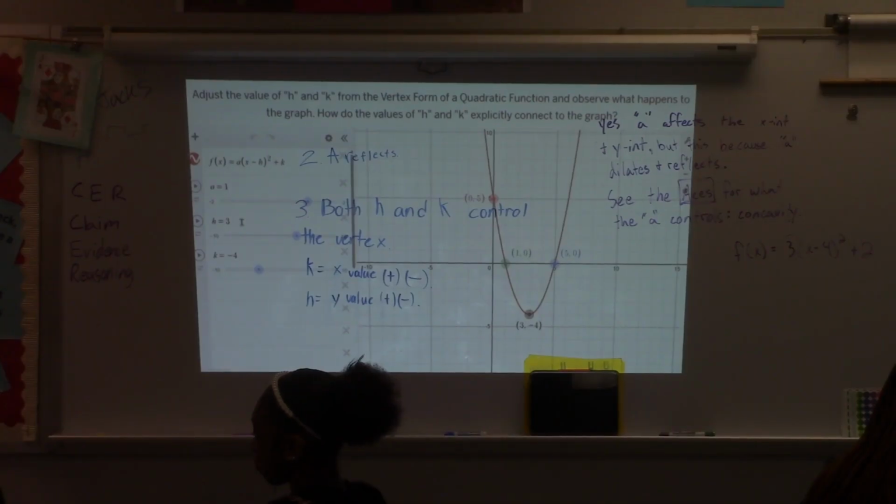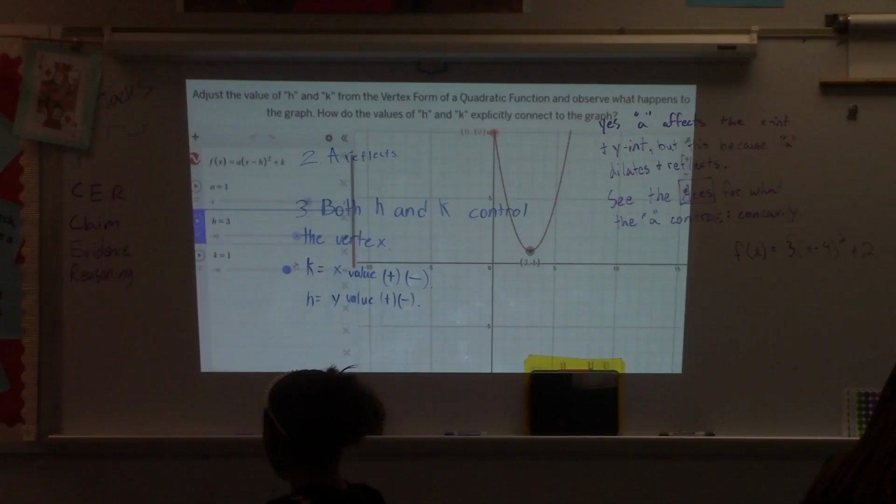But right now, once again, H is what? And is that the X value or the Y value of the vertex? That's the X value. K is? A -4, and that is the Y value of the vertex. Now, that's only 1 point. Let's check a few more.